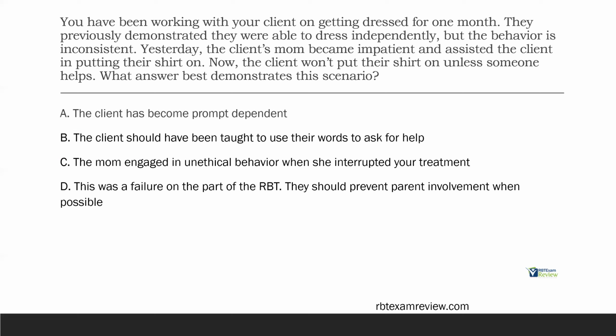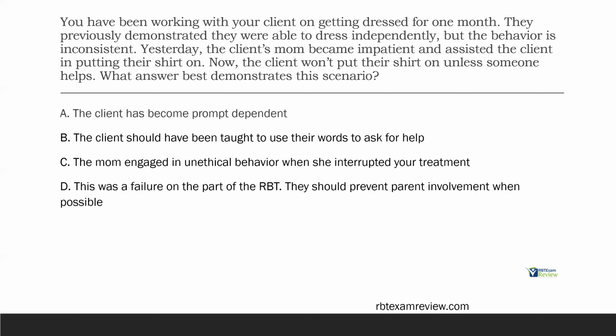This is why you have to be very careful about delivering prompts, because prompt dependency, the reliance on a prompt to engage in a behavior, can be very tough to undo. And this is what happened here. The client's mom became impatient. She prompted the client, putting their shirt on.